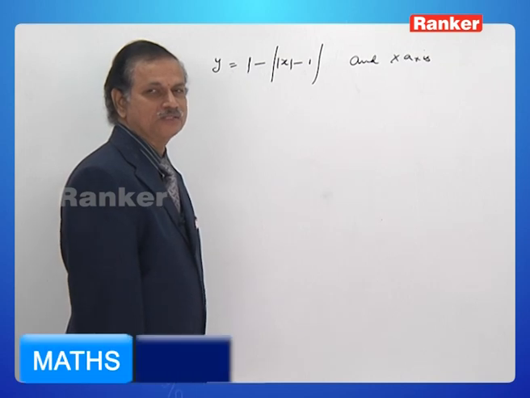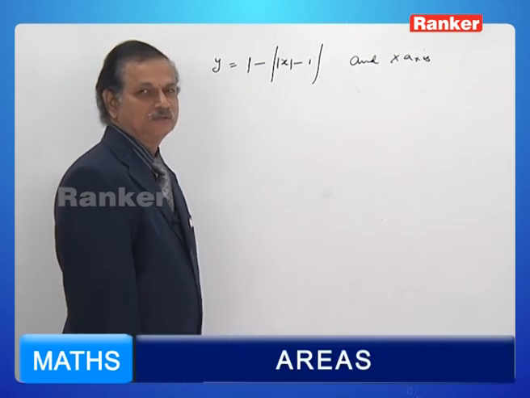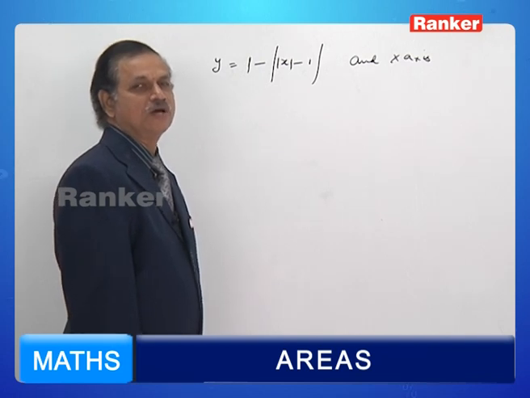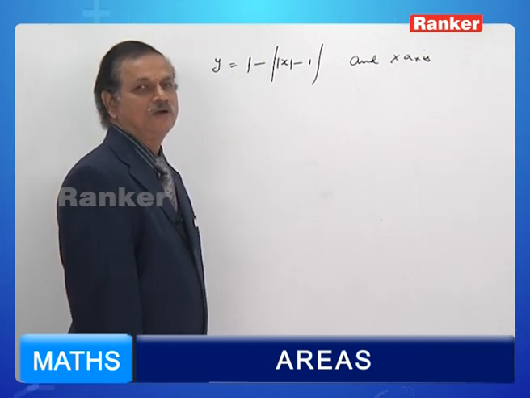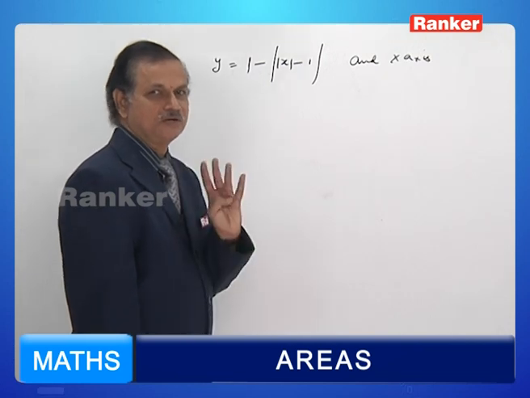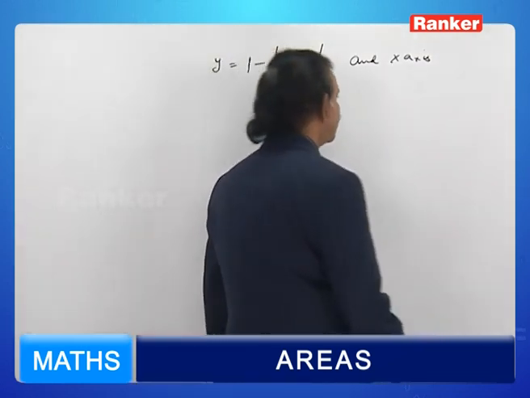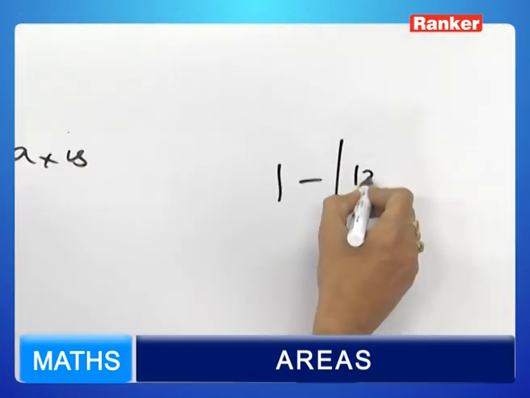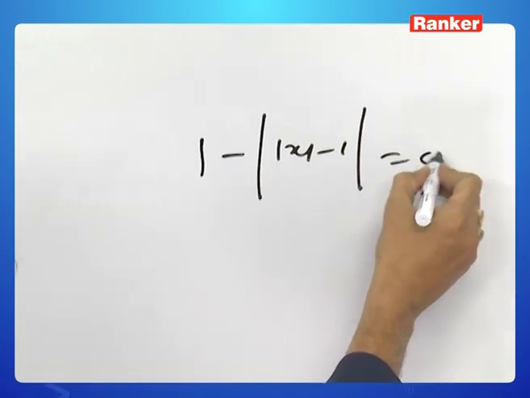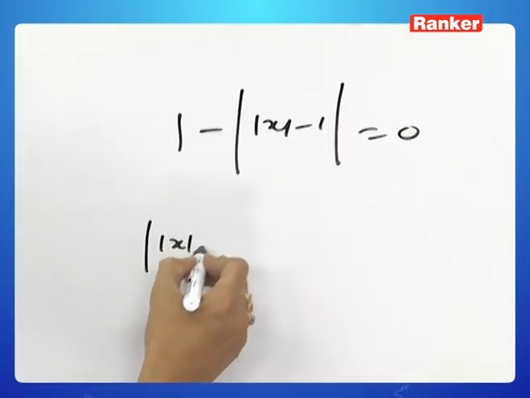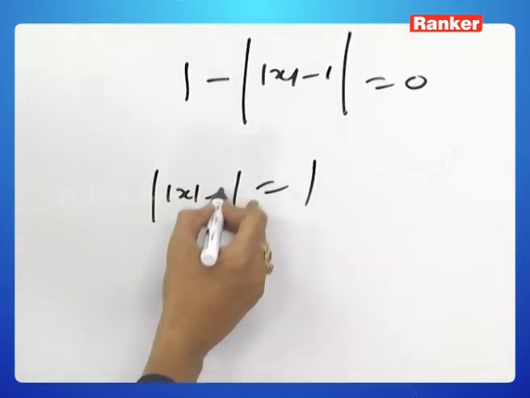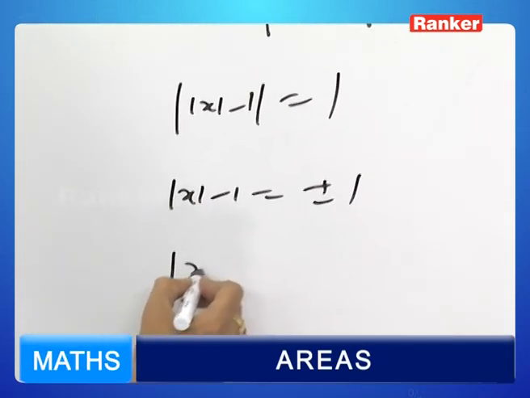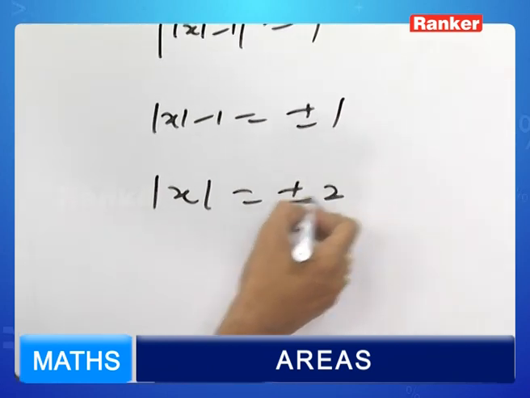So mod x minus 1 is equal to plus or minus 1. So mod x is equal to 1 plus or minus 1. So mod x is equal to 2 or 0. So x is 0 or plus or minus 2. Altogether, how many points? 3 points will you have. Please follow that. 1 minus mod of mod x minus 1 is equal to 0. Mod of mod x minus 1 is equal to 1. So mod x minus 1 is equal to plus or minus 1. Mod x is equal to plus or minus 2.